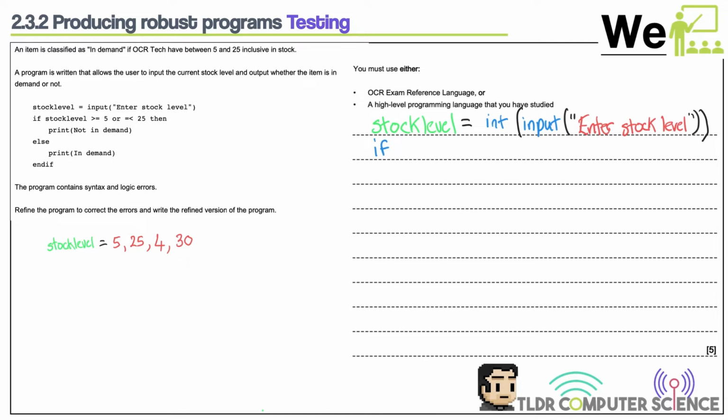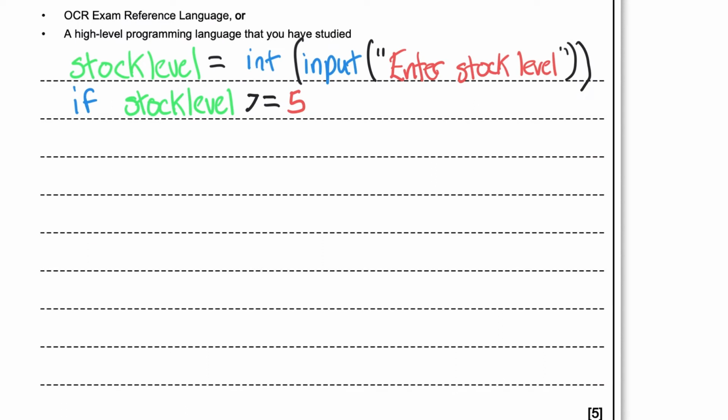I'm going to describe what I am looking for. The first comparison is stock level greater than or equal to 5, and then I'm going to link it with an and instead of an or, and on the other side I'll do stock level is less than or equal to 25. Remember, I now need to continue to follow the rules of the Python syntax, and that would mean I'd have a colon at the end.